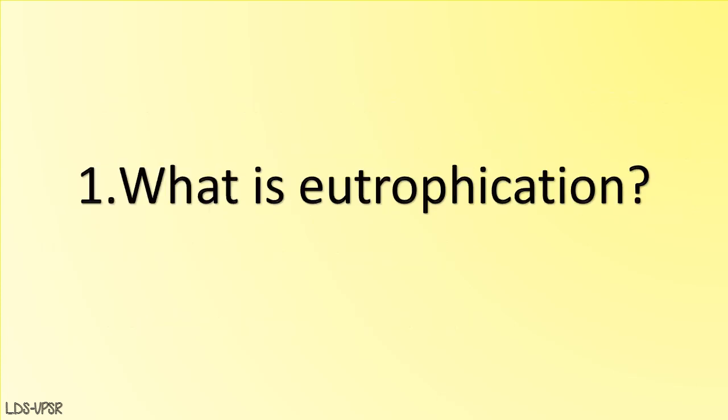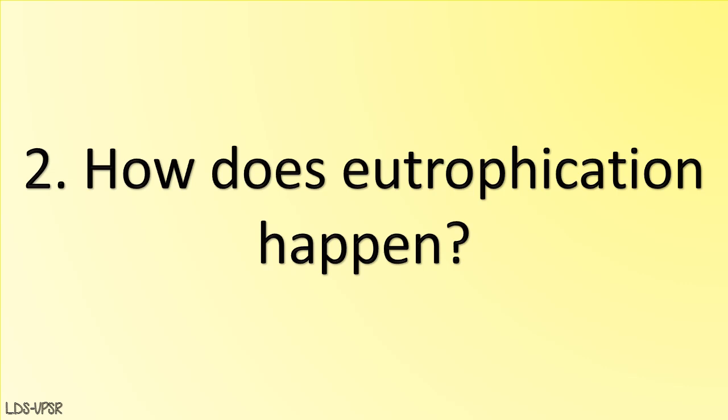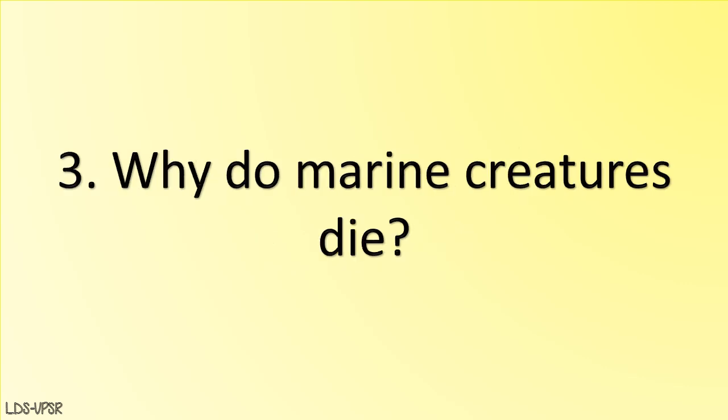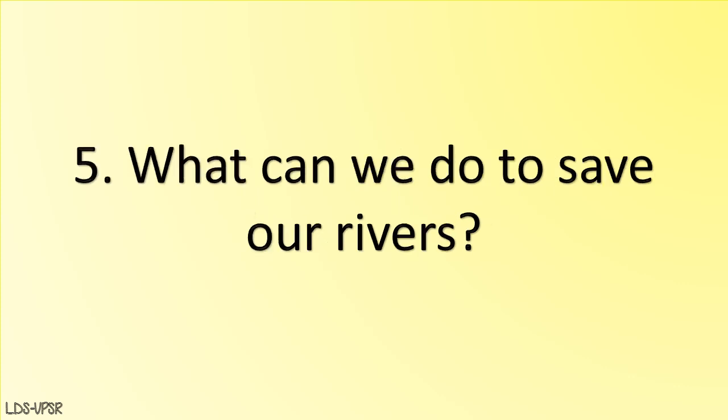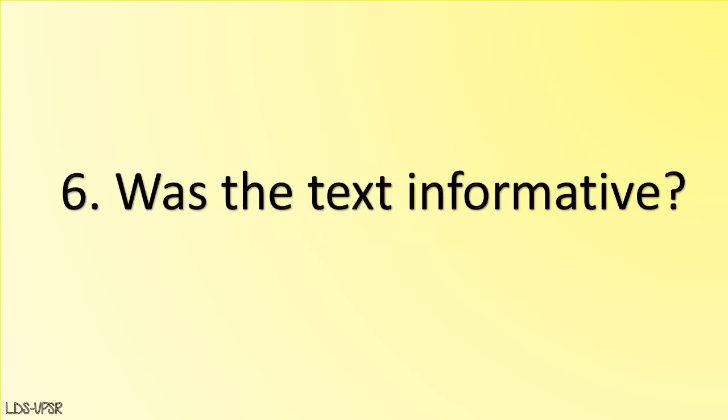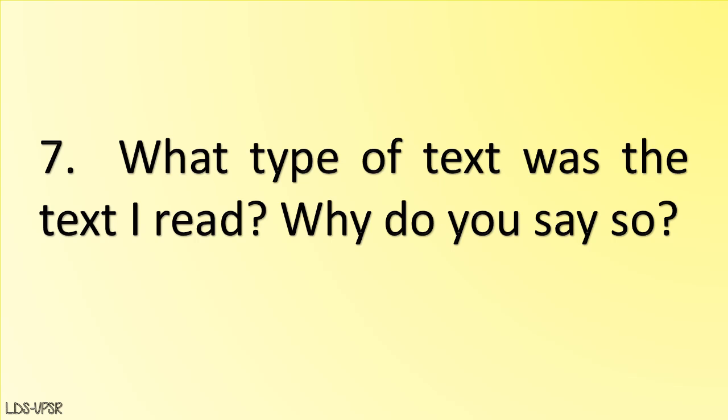Number 1. What is eutrophication? Number 2. How does eutrophication happen? Number 3. Why do marine creatures die? Number 4. Are we contributors to the dying rivers? Number 5. What can we do to save our rivers? Number 6. Was the text informative? Number 7. What type of text was the text I read? Why do you say so?